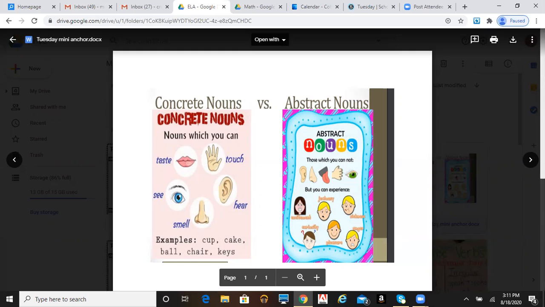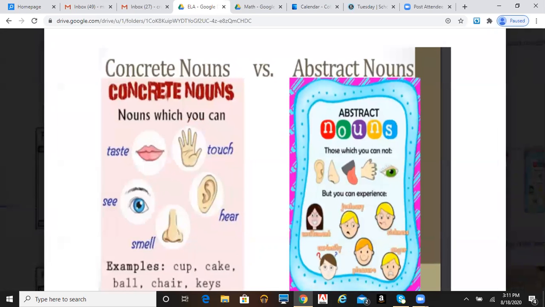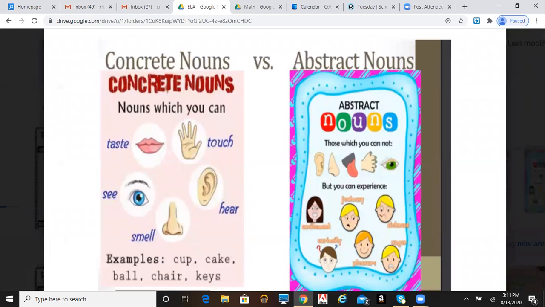Okay, so now, and I'm going to zoom in, I would like for you to see that now we're going to discuss concrete nouns. So those examples that I just gave were concrete nouns. Those are nouns that you can taste, touch, hear, see, and smell. And they give us some more examples of cup, cake, ball, chair, and key.